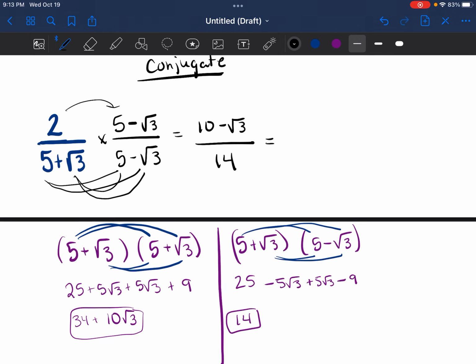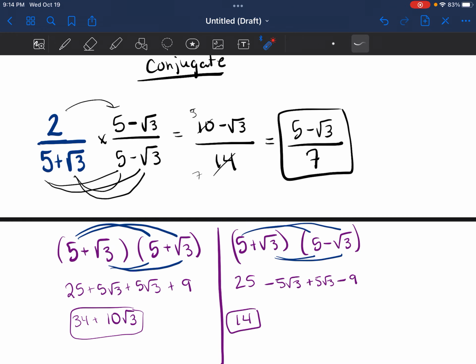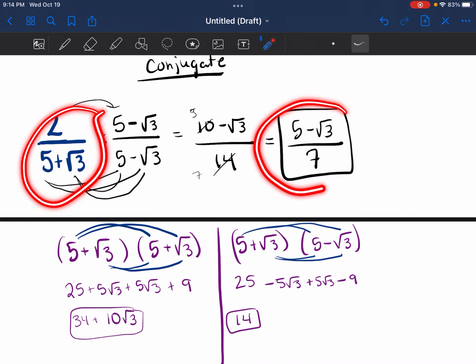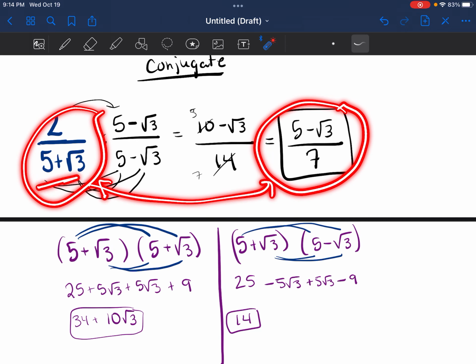So now I'm going to look, can I simplify any further? And I can. I can divide 10 and 14 by 2. So I would get 5 and 7. I'll rewrite that as 5 minus the square root of 3 over 7. So now these have the same value. They are equivalent, but this one is irrational and this one is rational.